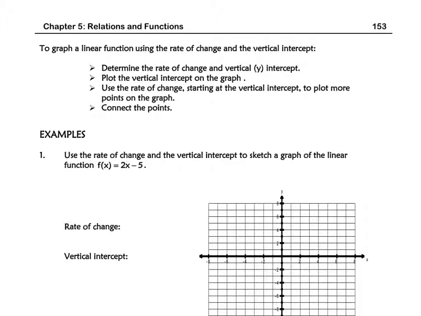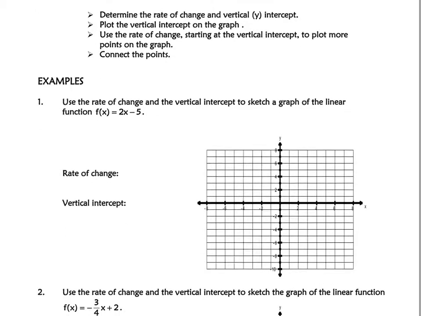Okay, so another method that you can use to graph a function is to use your rate of change and the vertical intercept. So you would basically figure out your vertical intercept the same way we did it earlier, and then take the rate of change, which we've noticed is always in front of the independent variable, and then you would plot your vertical intercept and use your rate of change to help you plot some more points and then connect the points when you're done. So let's take a look at the first example using that method.